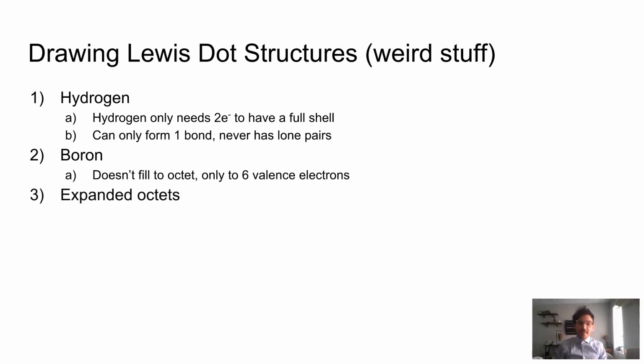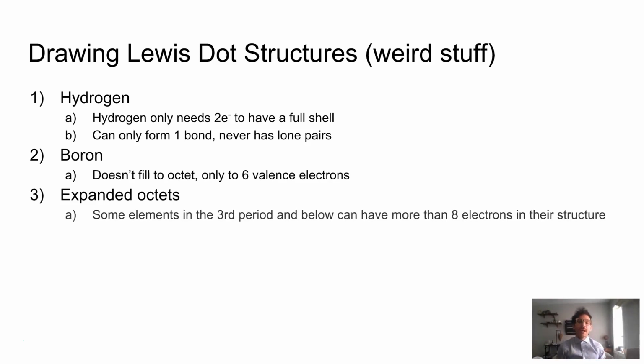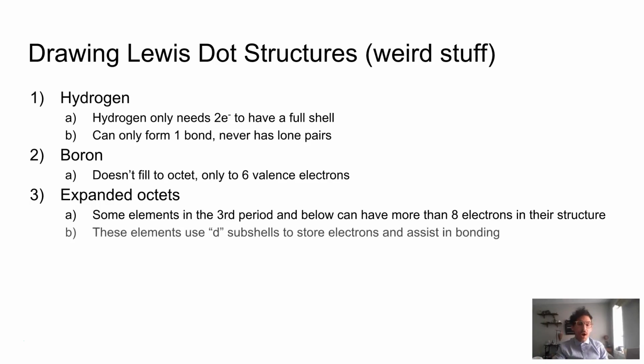Other weird stuff is sometimes we have expanded octets, where we go beyond the octet. So some elements that are in the 3rd period row of the periodic table or below, they can have more than 8 electrons in their structure. And so what these elements are doing is they're actually using their d subshells to store electrons and assist in bonding. It's pretty rad. I'm not gonna lie, it's pretty dope.